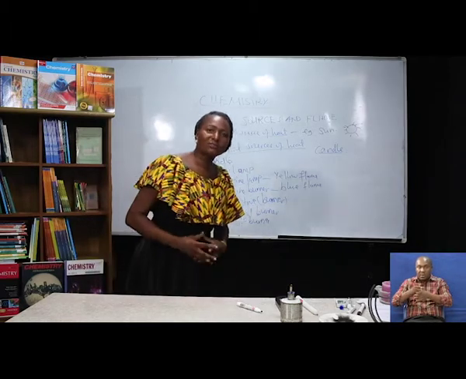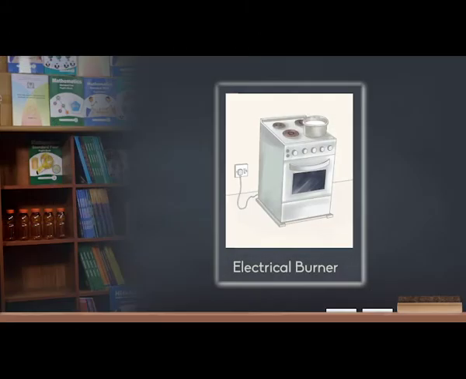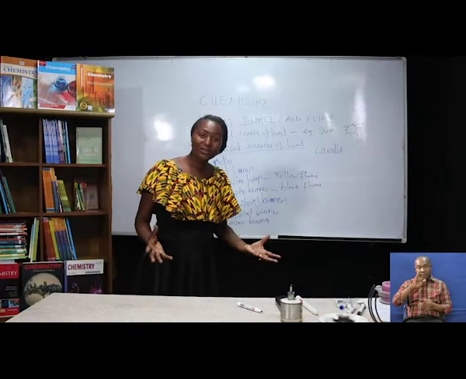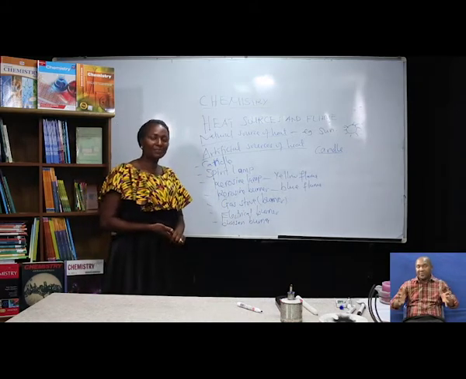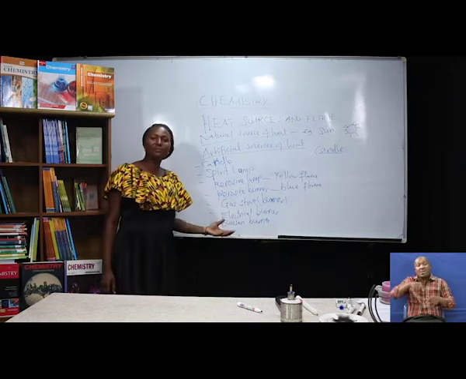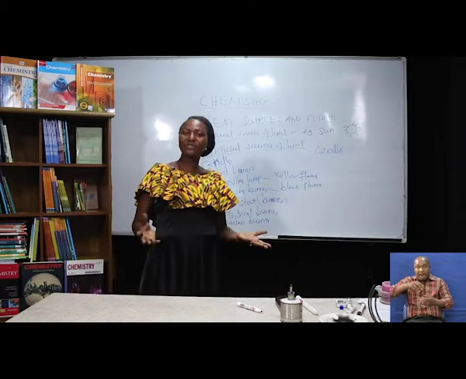And another source of heat is the electrical burner. An electrical burner uses electric energy to produce heat energy. The electrical burner produces a very high amount of heat. Hence, it is used for cooking purposes. Do you understand? Okay. So therefore, the electrical burner can also be used in the chemistry laboratory for heating purposes.